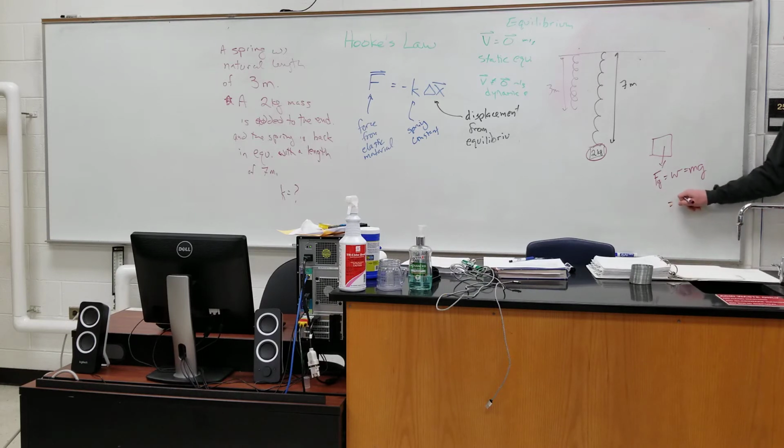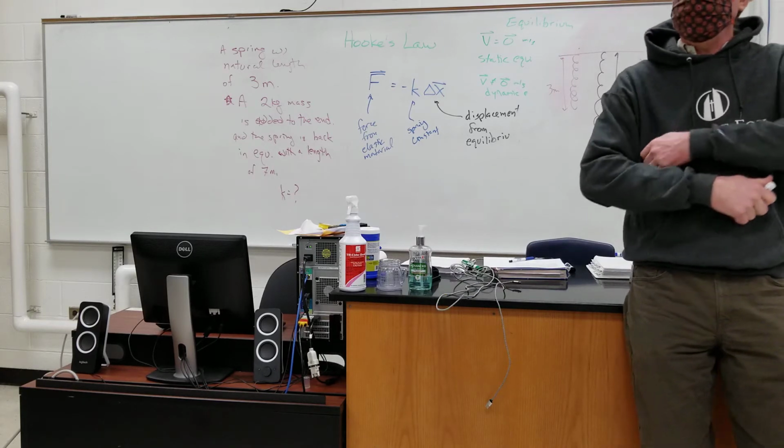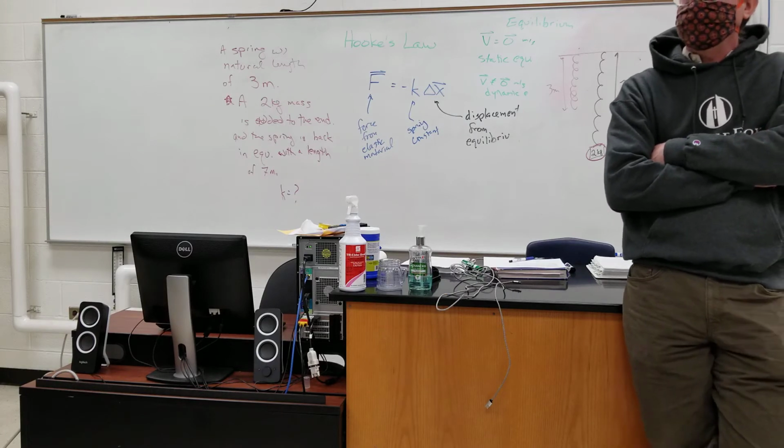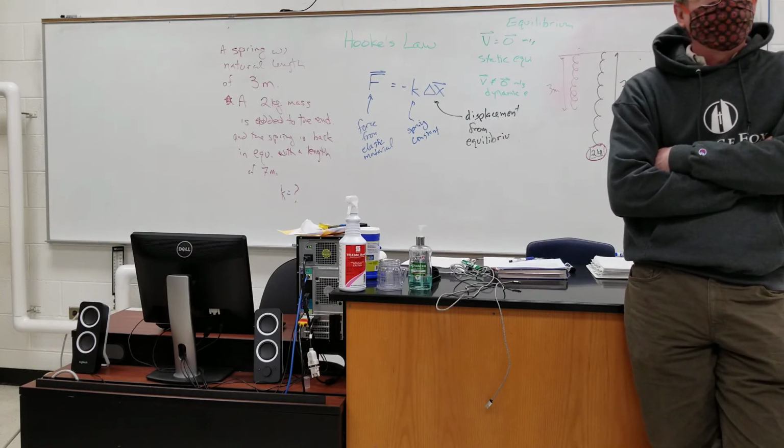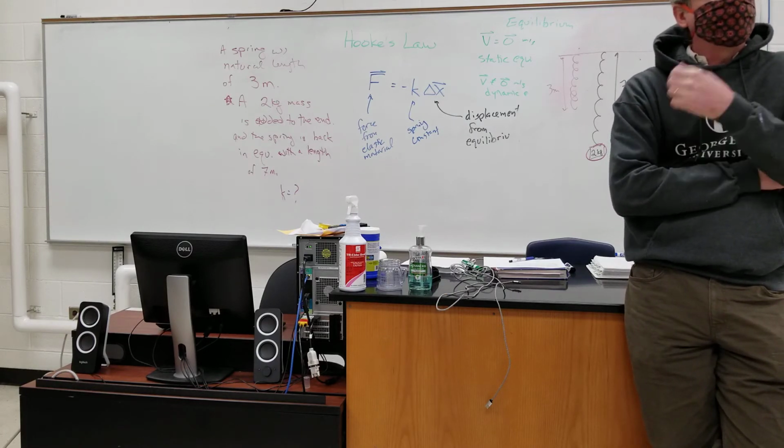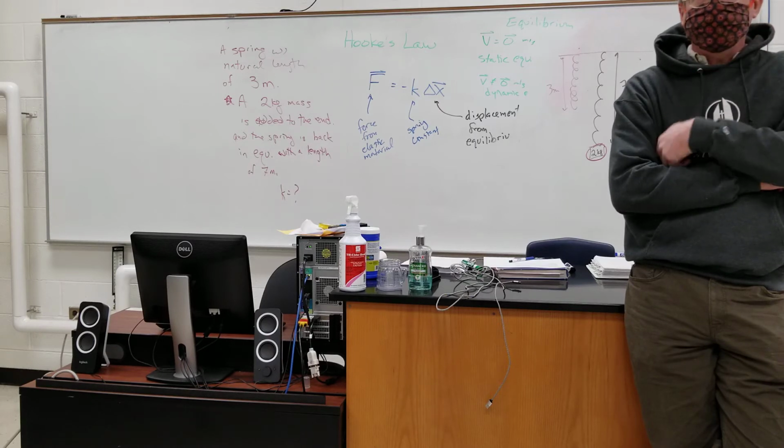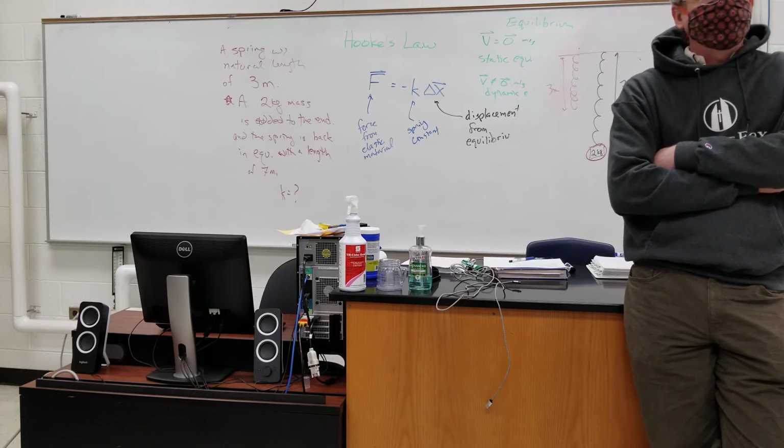All right, so we have 2 kilograms times 9.8 meters per second squared. Why 9.8 meters per second squared? Because that's the acceleration due to gravity. Is it always 9.8 meters per second squared? It depends on, like, when we go higher. That's roughly the average on Earth.